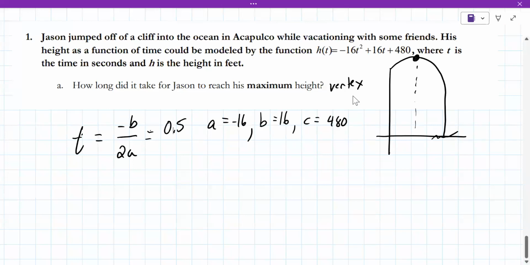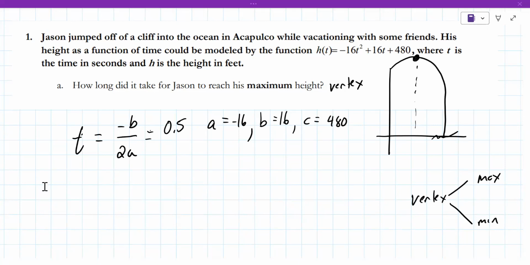And so you've got to somehow associate the word maximum with vertex. The vertex is two things. It's either the max or the min. Okay. Right. All right.